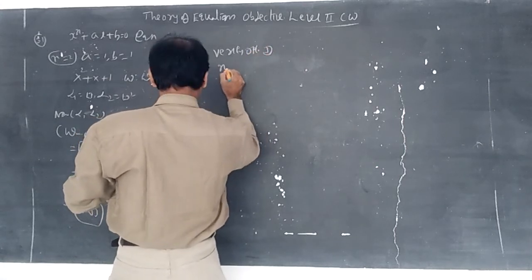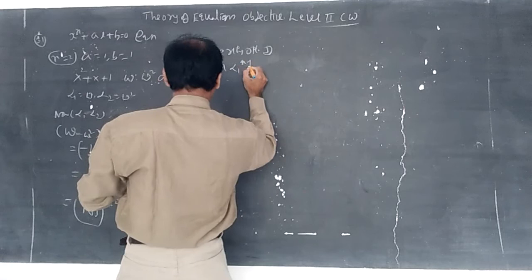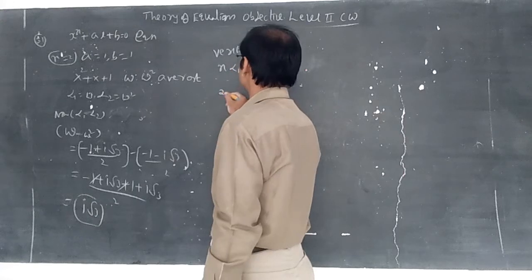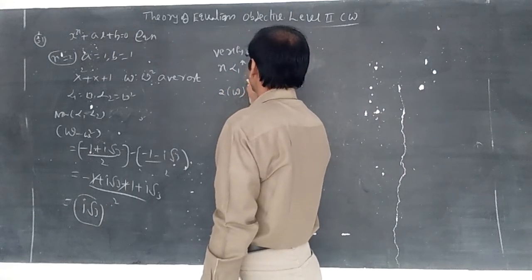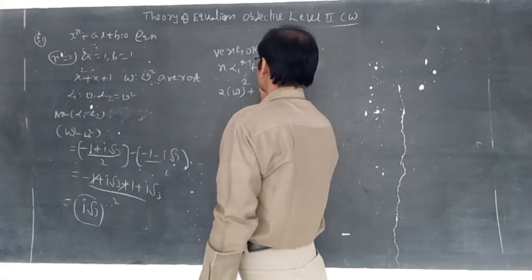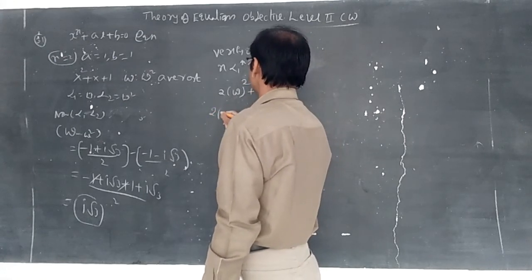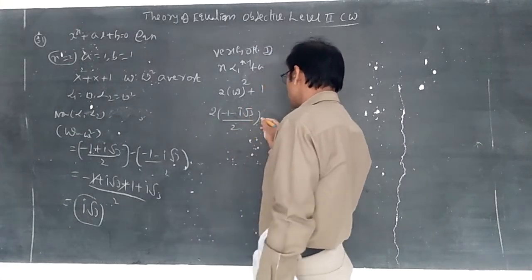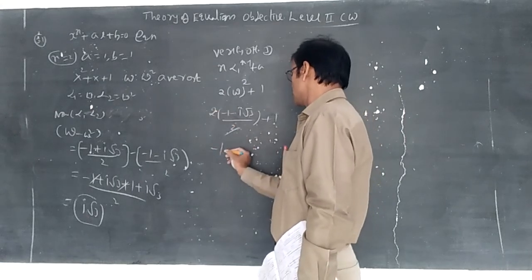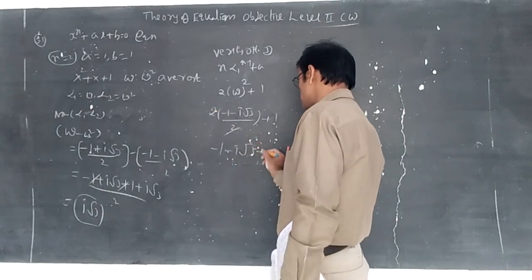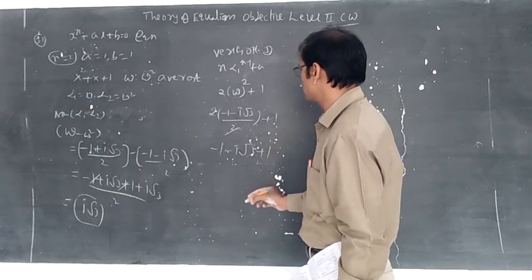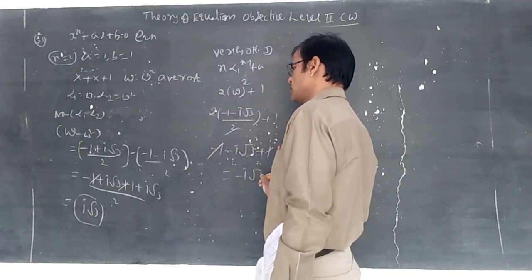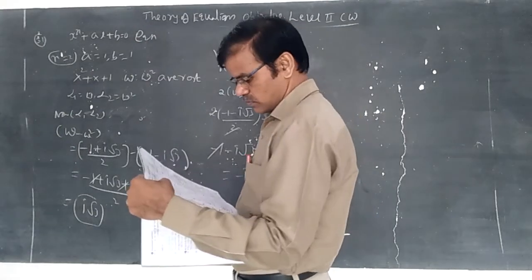Verify option 3. N into alpha 1 power n minus 1 plus a. So a means 1, n means 2, alpha 1 means omega, power n minus 1 means 1, plus a means 1. So 2 into omega square, by the formula minus 1 minus I root 3 by 2, plus 1. 2 get cancelled. Minus 1 minus I root 3 plus 1. Minus 1 plus 1 get cancelled, minus I root 3. It is somewhere a mistake.